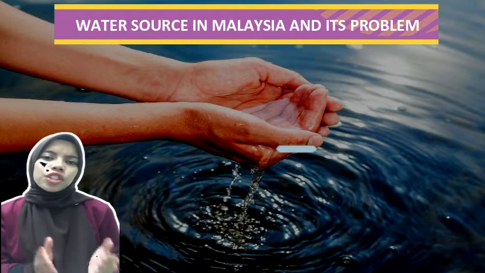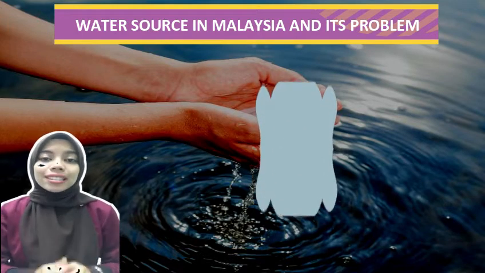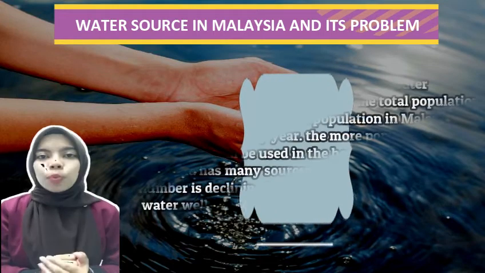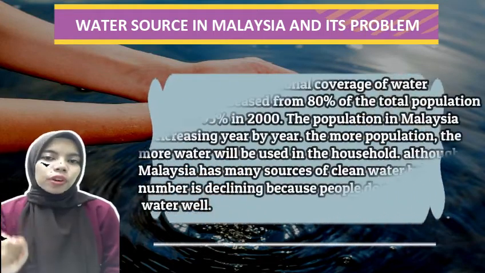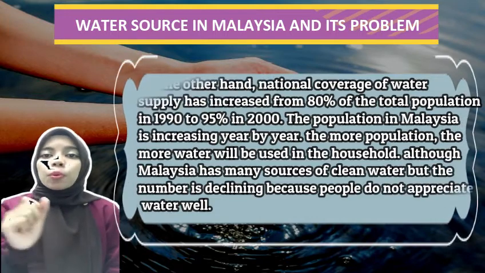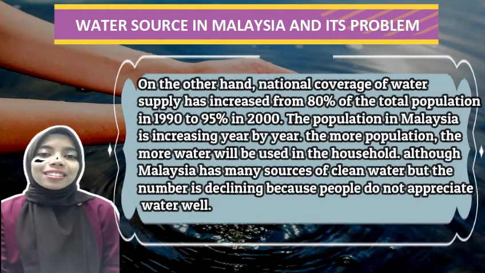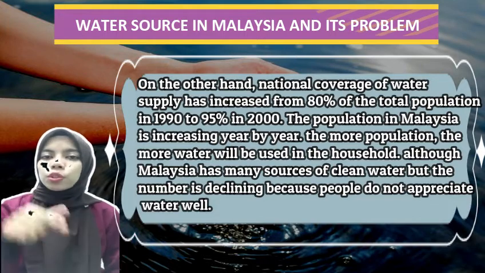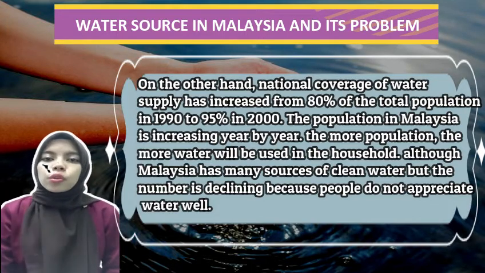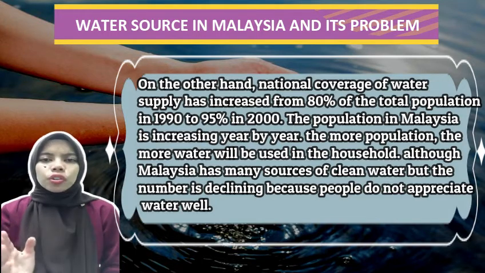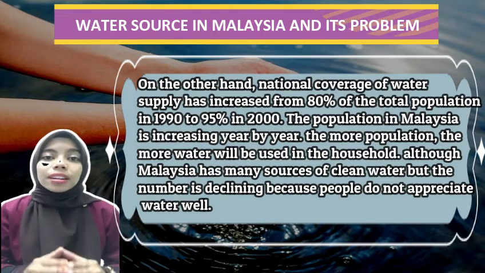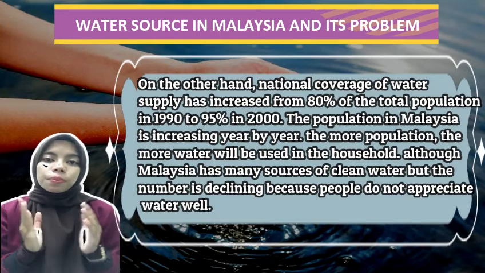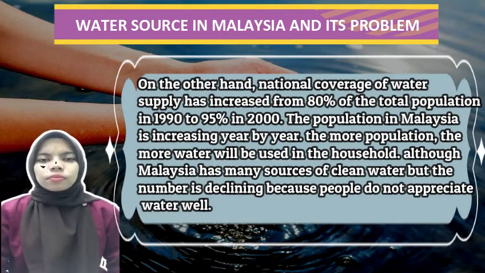On the other hand, national water supply coverage has increased from 80% of the total population in 1990 to 95% in 2010. The population in Malaysia is increasing year by year. The more population, the more water will be used in the household. Although Malaysia has many sources of clean water, the number is declining because people do not manage water well.